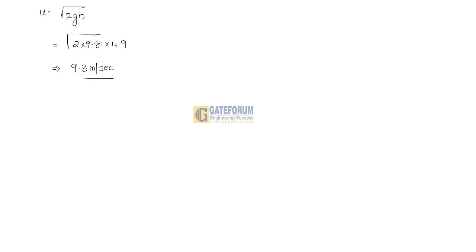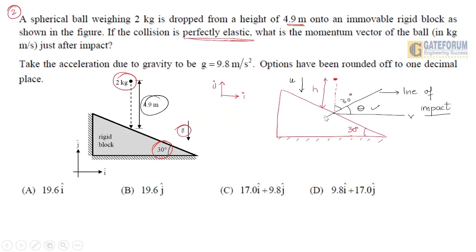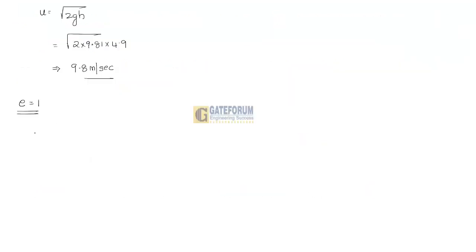Now, what he is saying, he has clearly given that for a perfectly elastic collision, E is equal to how much? For a perfectly elastic collision, E will be equal to 1. So obviously, after impact, the ball will come, hit the body and reflect. So the velocity of approach, we write it as what?